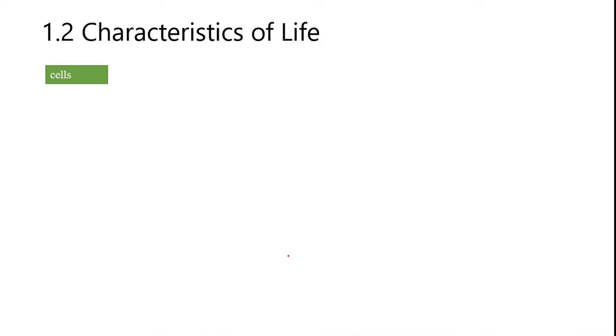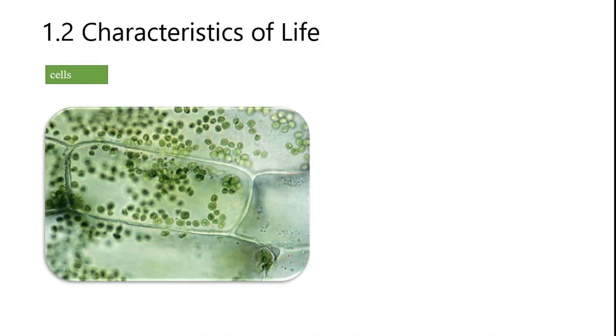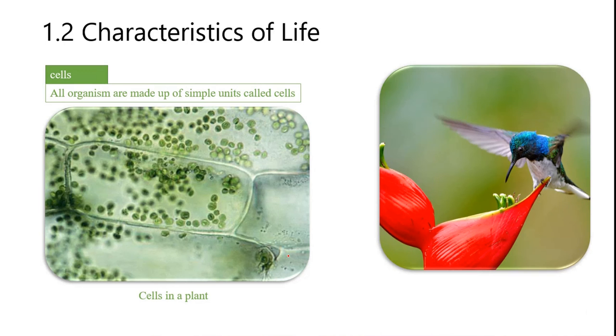Does the phone have cells? Is the phone made up of cells? Actually, it's not, because the phone is matter that is made up of elements. You will learn about elements and matter in the chemistry subject. In biology, the basic functional unit of organisms or living things is known as the cell. This picture shows cells in a plant. It's the basic functional unit that makes up a plant. This is the first characteristic of living things: made up of cells.